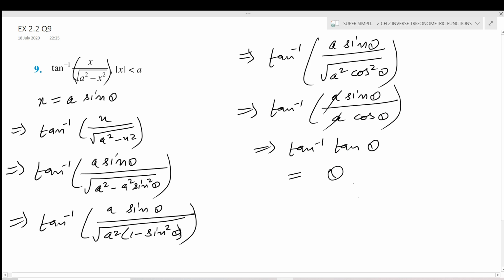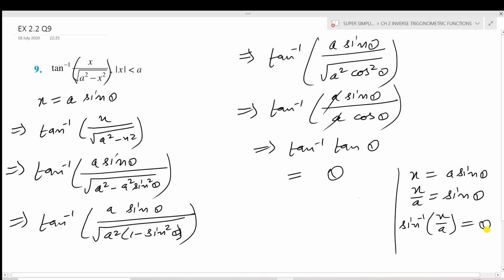Now, as you had already substituted x to be a sin theta, that means x upon a will be equal to sin theta, and sine inverse of x upon a will be equal to theta. So let us substitute the value of theta, which is sine inverse x upon a.